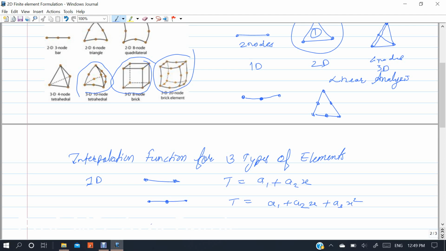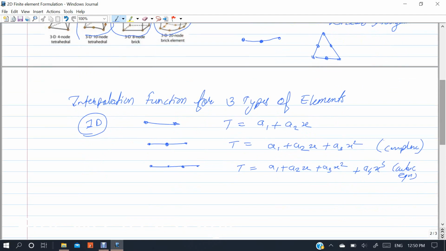Then again I am increasing this to four nodes, then the interpolation function will become a1 plus a2x plus a3x square plus a4x cube. So this is a cubic equation, and this is a complex equation for a simple 1D element. So these are the interpolation function formulations.